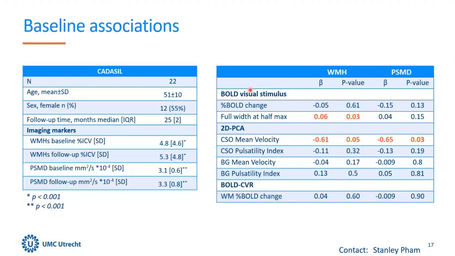Looking at the BOLD CVR, if we look at the total white matter BOLD CVR, so we took all the voxels of the white matter and averaged them over the white matter, we found no significant associations at baseline for these two outcome measures of white matter damage.